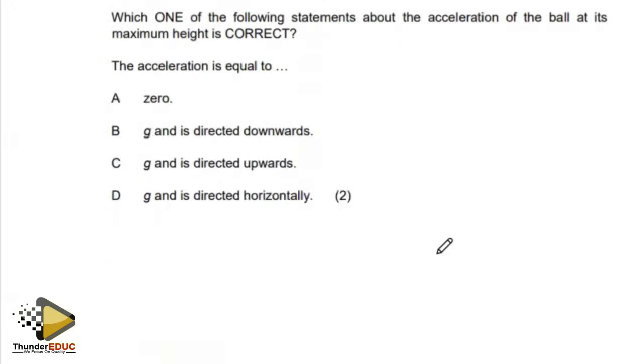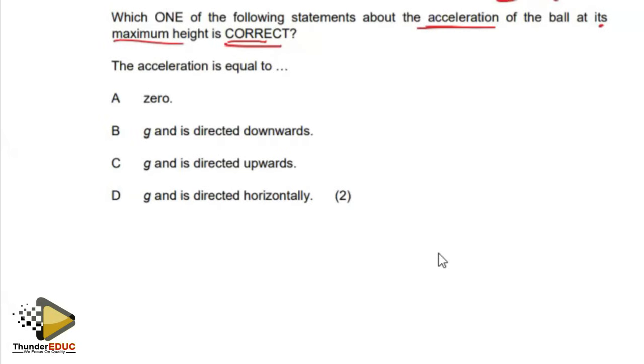And then 1.2, a ball is projected vertically upwards. We ignore resistance. Which of the following statements about the acceleration of the ball at its maximum height is correct? We know that for as long as the ball is projected upwards, there is just one acceleration, which is g. The influence is just the gravitational force, but in which direction? Gravity just acts downwards, regardless of the position of the ball.